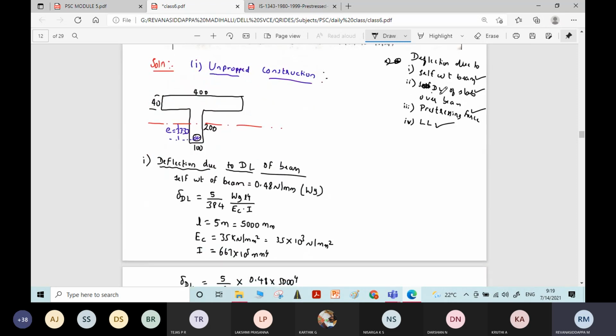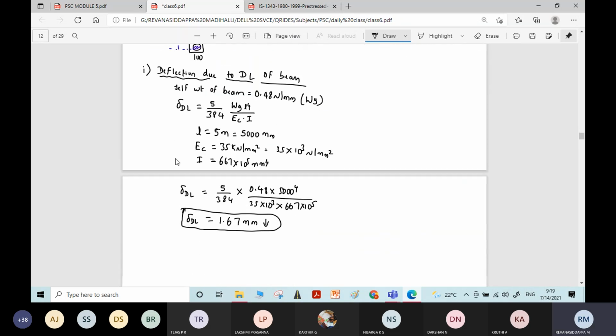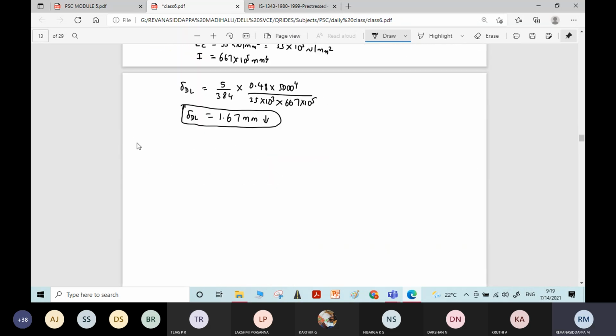What next, students? Deflection due to dead load of slab over the beam. Okay, second one you write. Second one, deflection of precast beam due to self weight of cast in situ slab.